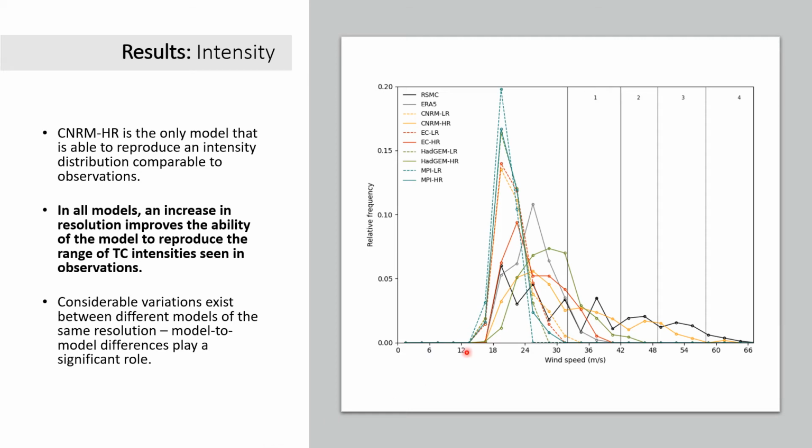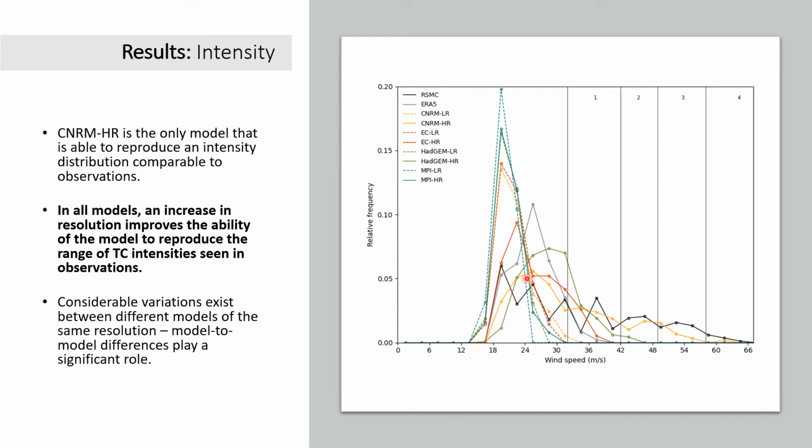Considering this observed distribution, the solid black line, we can see that events over this period covered a wide intensity range, from tropical storm all the way up to tropical cyclone category 4 strength. ERA5 is unable to capture this distribution and shows a peak at around 26 meters per second. So this indicates that the majority of systems in the reanalysis dataset were of tropical storm strength.